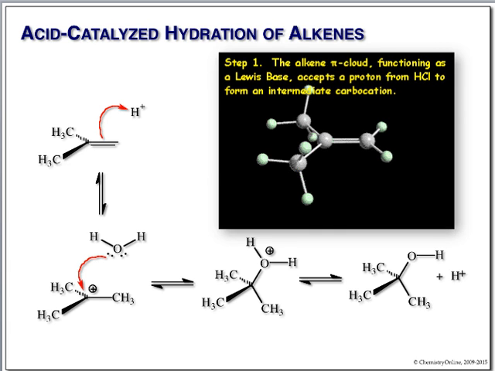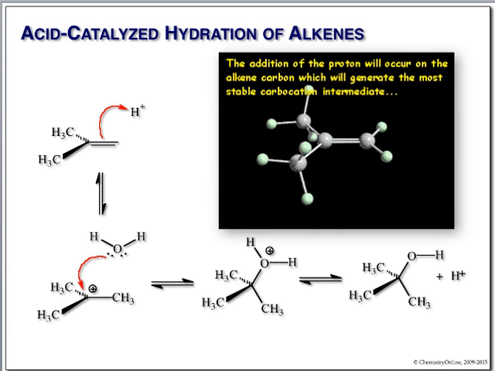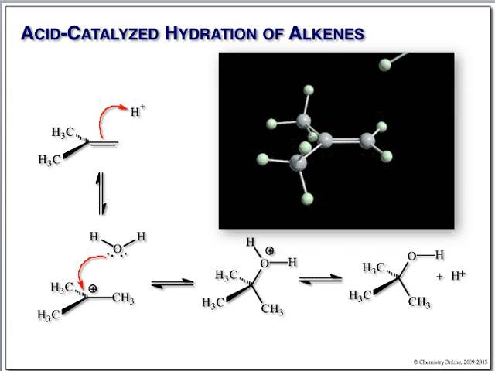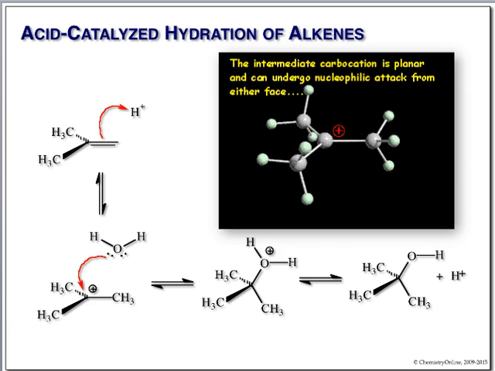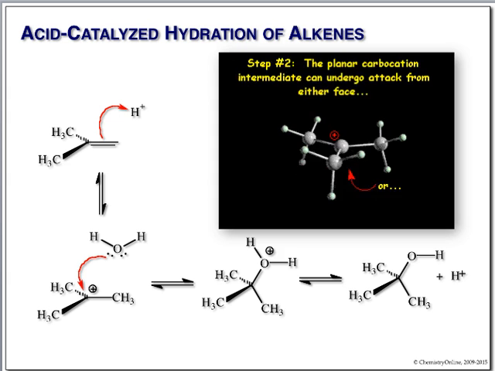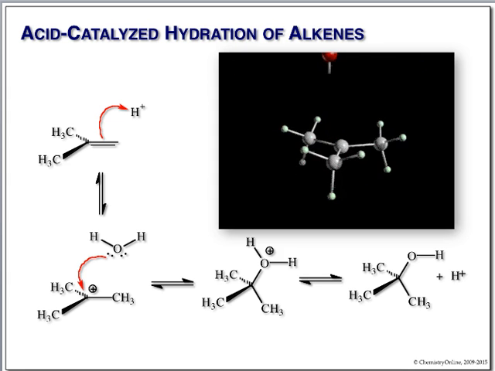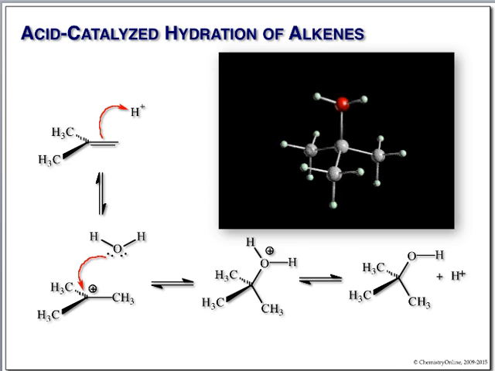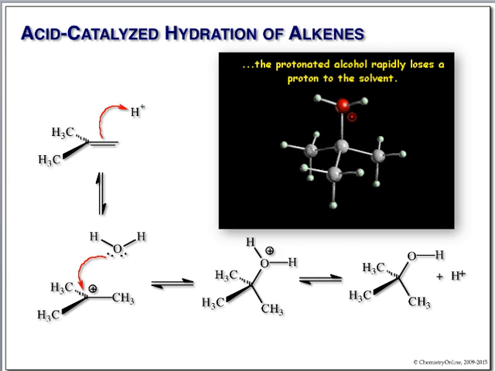Step 1, we're going to protonate this thing. We're going to do it so that we form the tertiary carbocation. There's our carbocation. Next, water is going to attack. It would come from the bottom. And we get the protonated intermediate here. This very rapidly loses a proton to give us our final product.